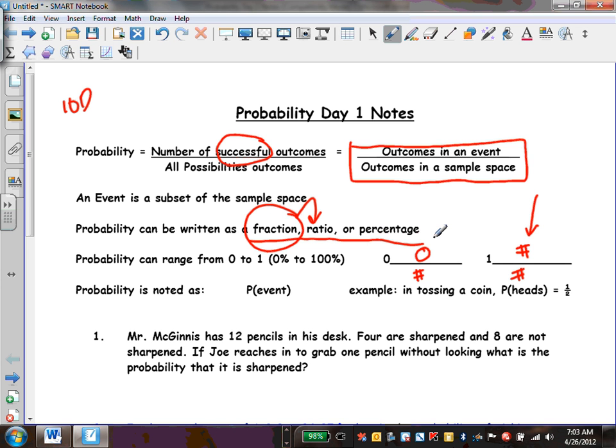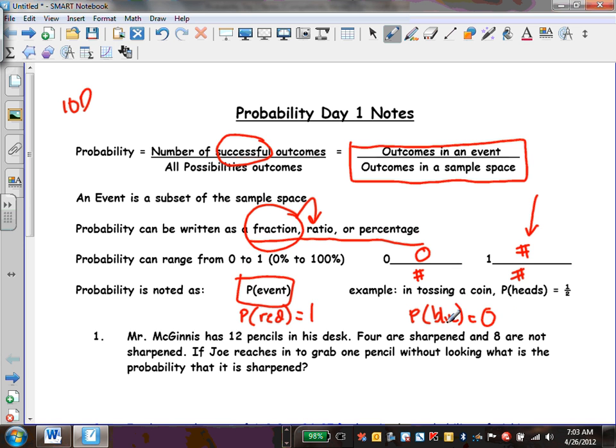Now, let's talk about notation. Probability is notated as P and then, in parentheses, the event. So if I'm talking about the last scenario of picking a red shirt, I would say: what's the probability of picking a red shirt from a drawer of red shirts? That'd be 1. What's the probability of picking a blue shirt from a pile of red shirts? And that would be 0.